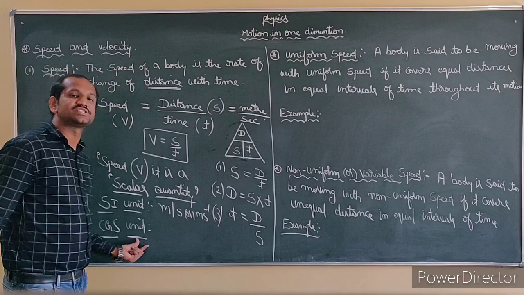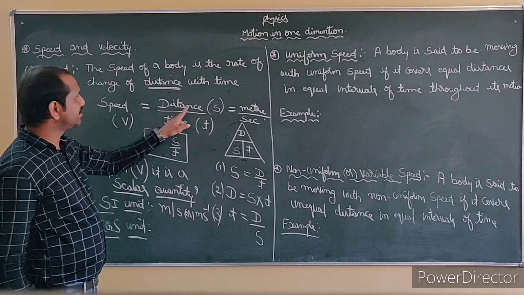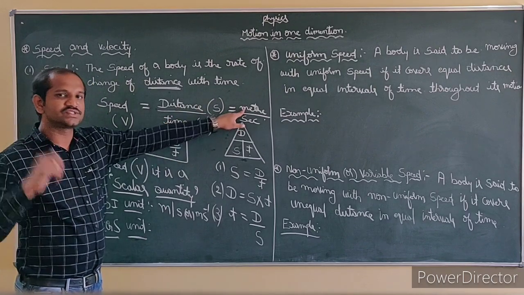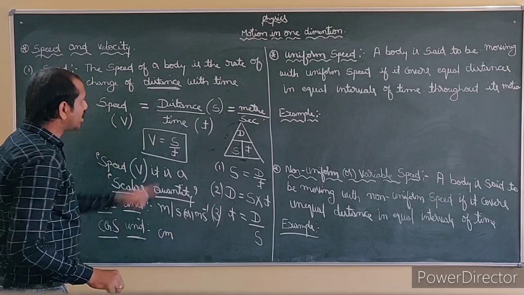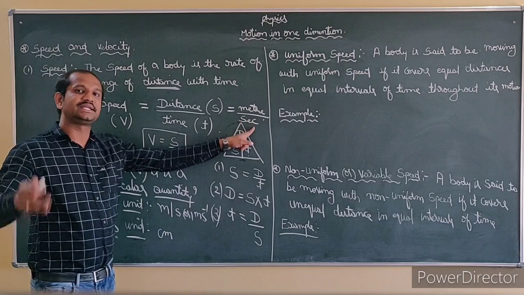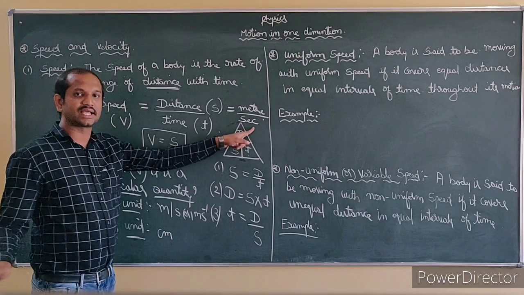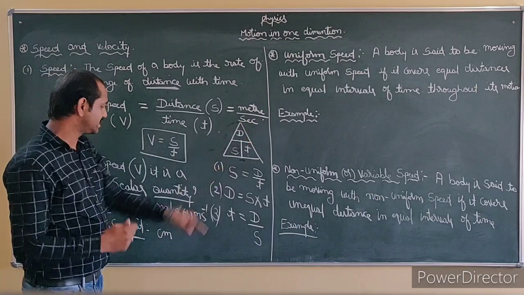Now, what about its CGS unit? You already know the SI unit of distance is meter, the CGS unit is centimeter. Yes, this is centimeter. But what about time? Time is always second in FPS, MKS and CGS. Everywhere it is second itself.